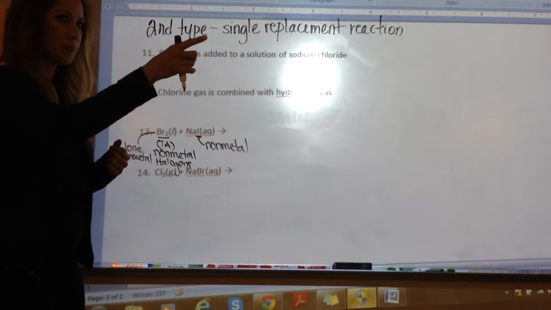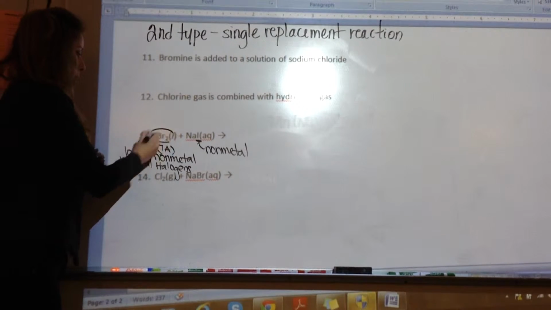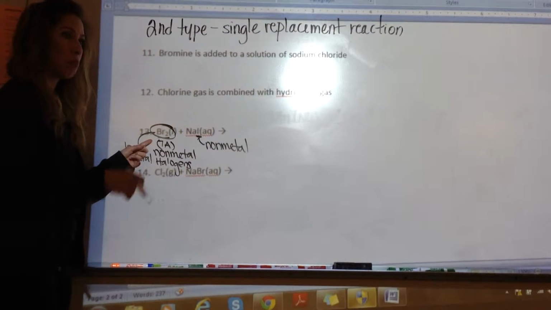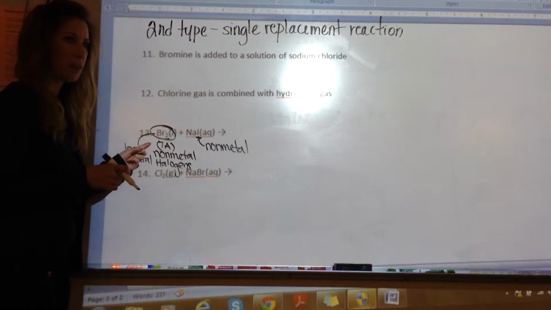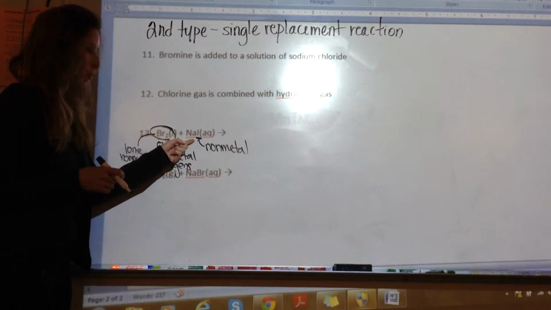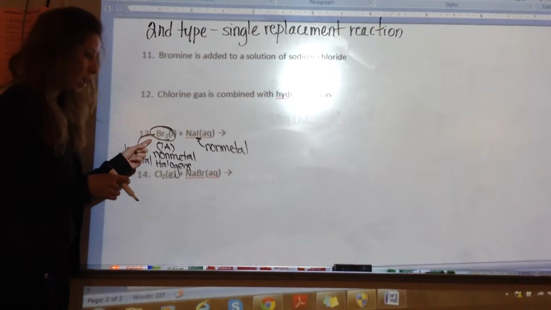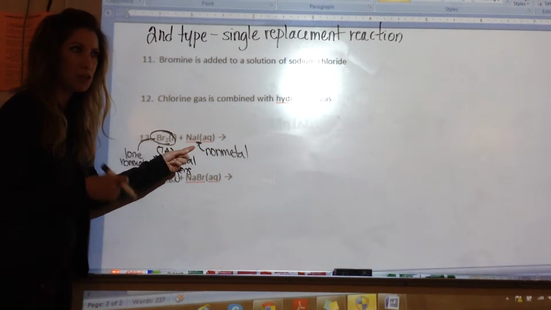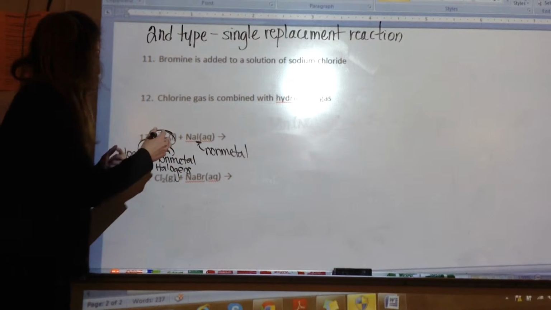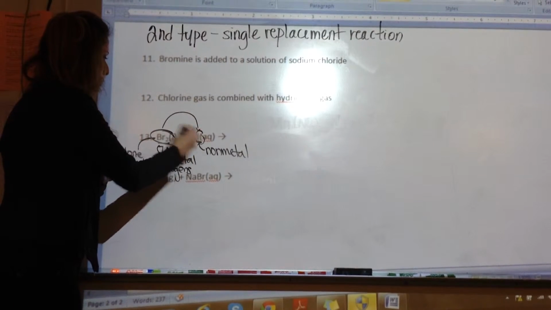Does that make sense? So the lone nonmetal has to be more active, or further to the left in the halogen activity series, than the nonmetal that's in the compound. So is bromine more active than iodine in the halogen activity series? Yes. So the bromine and the iodine are going to switch places.